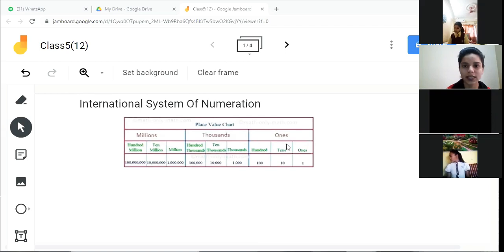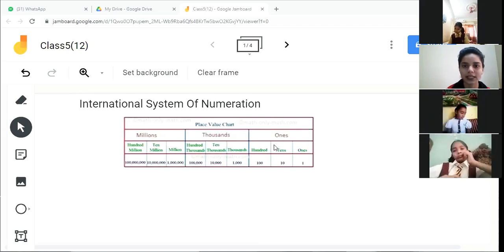So this is the ones period. In the ones period, there is ones, tens, hundred. Now in the period of thousands, there is thousands, 10,000, 100,000. Then in millions, this is million, 10 million, 100 million. So according to the international system of numeration: ones, tens, hundred, thousands, 10,000s, 100,000s, million, 10 million, 100 million. Now, according to this place value chart, we'll solve our exercise 1.2.